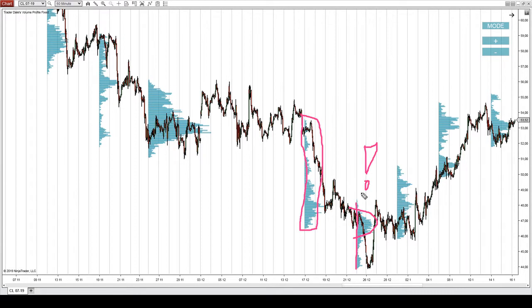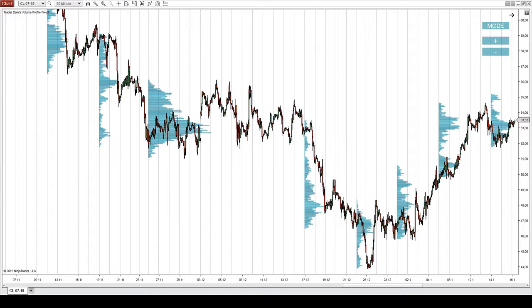The reason is that when you see a P-shaped profile after a trend, it could mean a temporary balance or a change of a trend. As you can see in this case, it was a change of a trend. The P profile got followed by a thin profile, another thin profile, change of a trend. Alright, so that's for the weekly profiles.